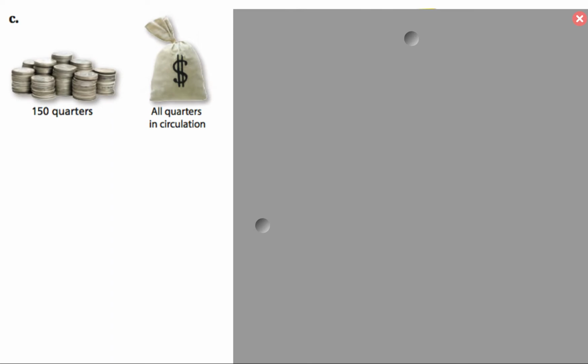Okay, we've got 150 quarters and all the quarters in circulation, which this would not be a picture of. This would just be a small part of it. But all quarters in circulation would be the population of all quarters. And just 150 of them that have been picked would be a sample.